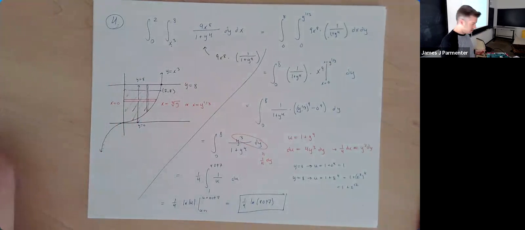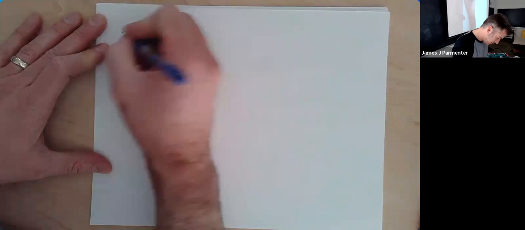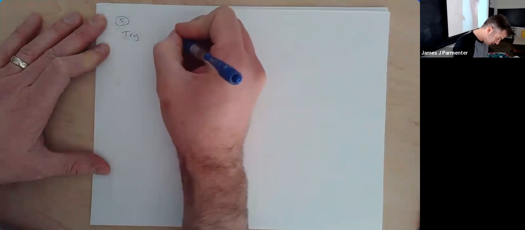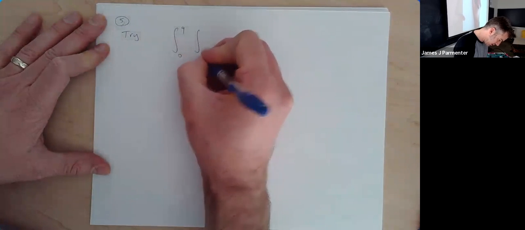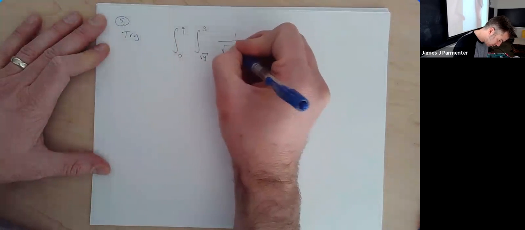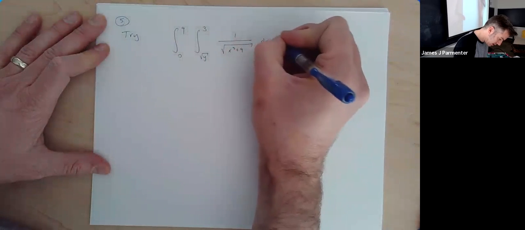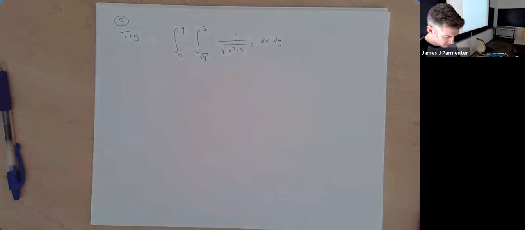You want to try one on your own, Reed? Sure. So for those of you in class and for those of you at home, take a minute to try this next one on your own. Try number 5: the integral from 0 to 9 of the integral from the square root of y to 3 of 1 over the square root of x cubed plus 9 dx dy. And clearly the point is you're going to have to reverse the order of integration. So I'll give you a few minutes to work on that.